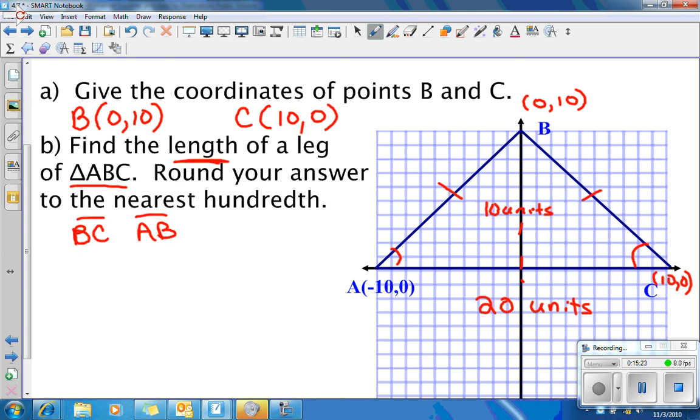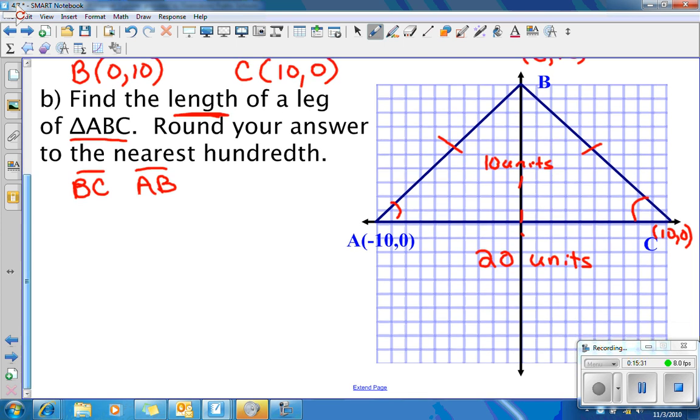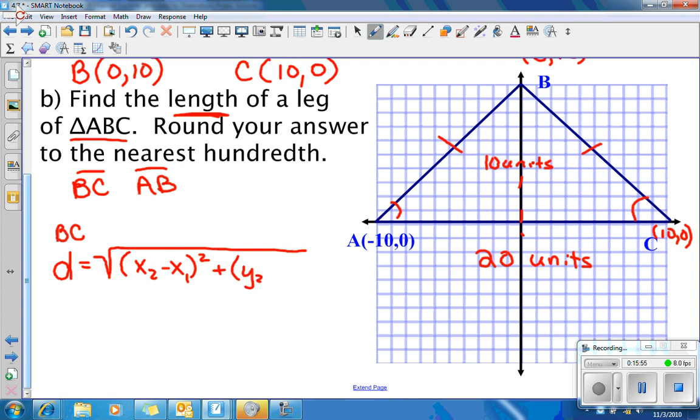Okay, AB. Either one of those you can find the length of because they're going to be the same, right? Yeah, because they're legs of an isosceles triangle. Which one would you like to find the length of? BC is probably easier because you have no negative numbers, right? And how do you find the length on a coordinate plane? Distance formula. Does anybody remember what the distance formula is? Square root of parentheses x2 minus x1, close it and square it, plus parentheses y2 minus y1, close squared. Very good.